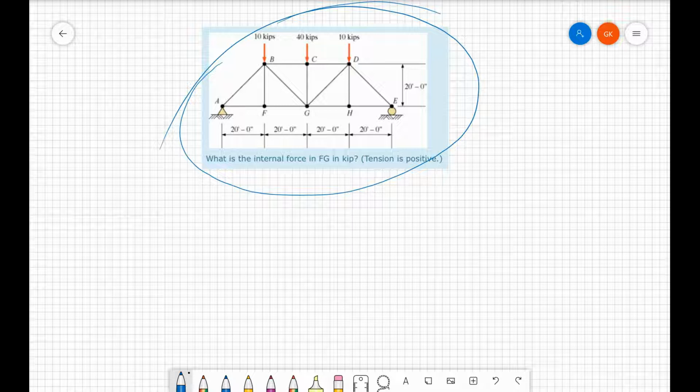Now this one asks, what is the internal force in FG in kips? Now this is a pretty big beam. We could solve it with the method of joints, or we can solve it with the method of sections. There's two ways to do it. I'm going to show you both. Now the first step in either case is always a free body diagram right here.